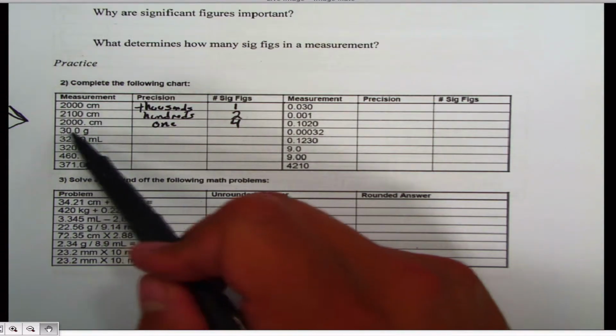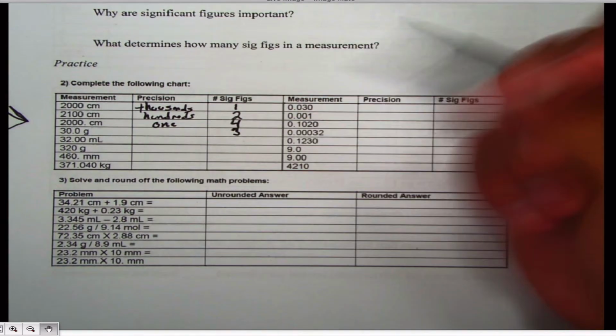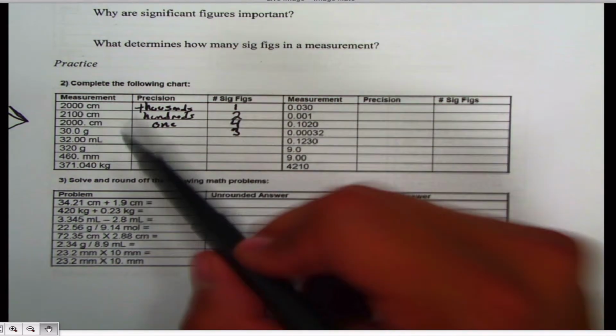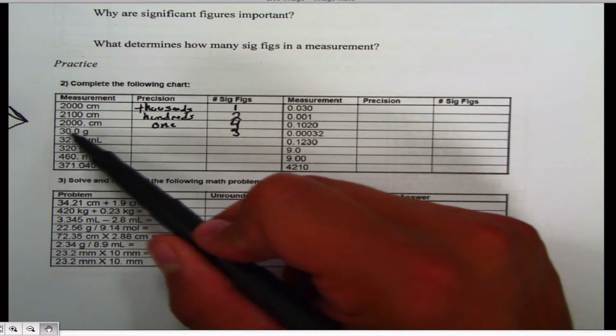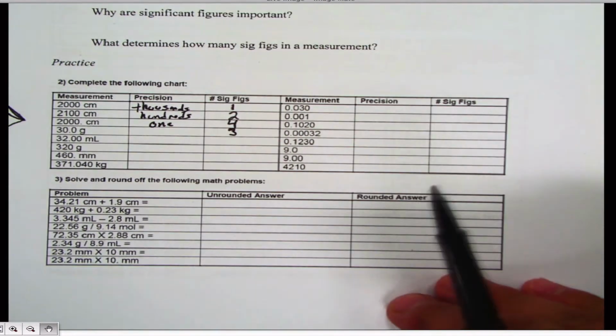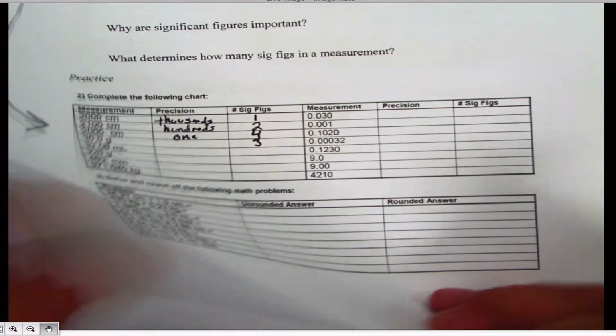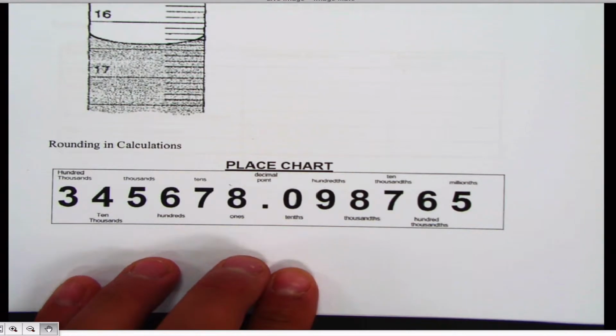30.0 grams, sandwiched by end zeros with a decimal. Okay, we have a decimal, so end zeros count. So there's 3. They all count. And where's the last one measuring? Well, if you don't know your place keeper, I have one in the notes. There's my place chart. Right there.